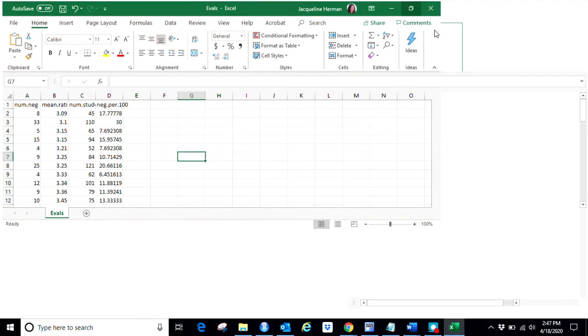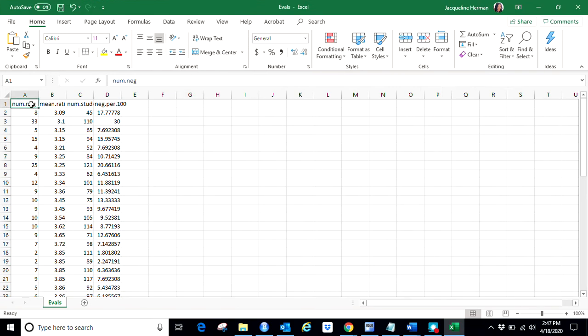So this is the data set that we're going to be using. I just have the number of negative comments and the mean rating of that class. So this was my original Y and X that I was working with. A new variable that I'm now looking at is the number of students that were in that course. So now I created a new value. Instead of just looking at the number of negative comments, I have the negative comments per 100 students.